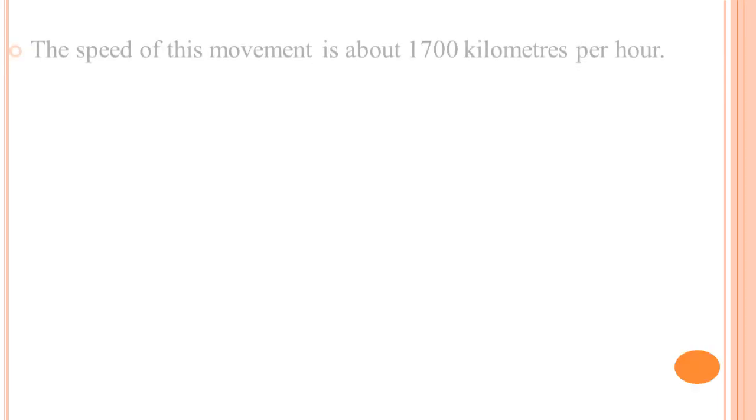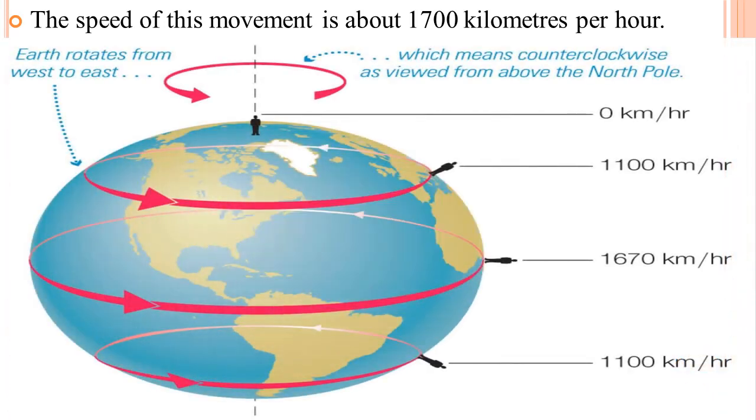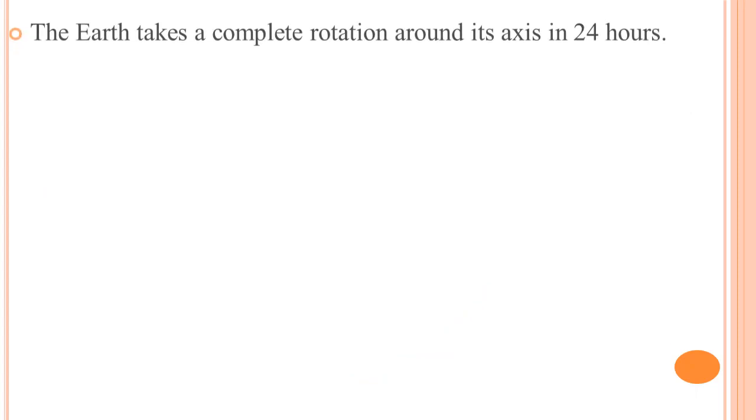The second characteristic is the speed of this movement is about 1700 kilometers per hour. As you can see in the given picture, Earth rotates from west to east, which means it is anti-clockwise or counter-clockwise as viewed from above the North Pole, and in the center, meaning the equator, we can see that its speed is almost 1670 kilometers per hour.